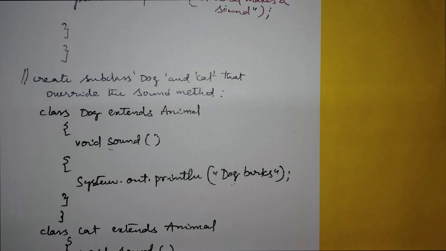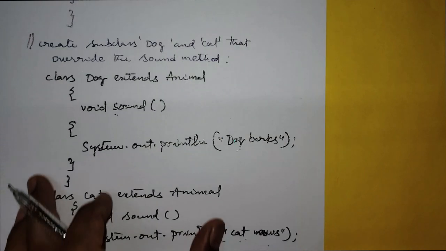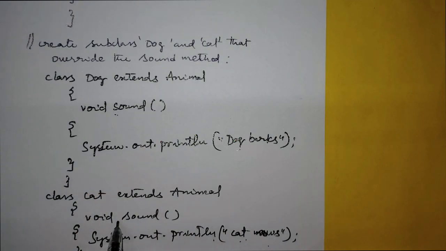Now similarly, cat extends animal. This void sound in cat extends animal overrides whose class? The superclass, that is animal. Then what will be printed again? Cat meows will be printed.